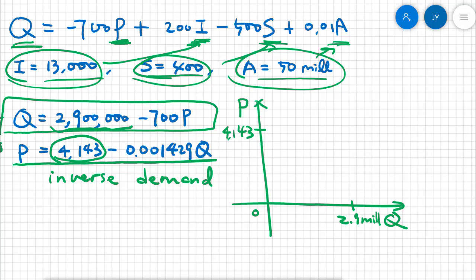So you can connect these two intercepts with a straight line as we have a linear demand function here, and this demand function only shows you what happens when price changes from 4,143 to somewhere below, and the quantity associated with that increases from 0 to somewhere here.